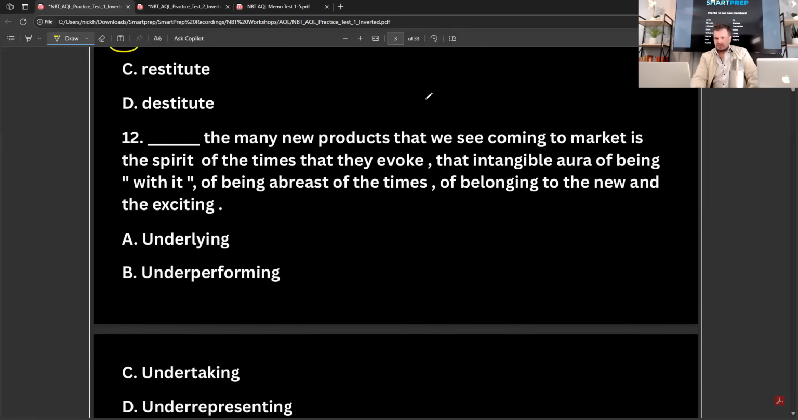Okay, the many new products that we see coming to the market is the spirit of the times that they invoke. Okay, so underlying the many new products seems to be correct, right? So we like that. Underperforming the many makes no sense. Undertaking the new, no, if you're undertaking, you take on a task. Underrepresenting makes no sense either. So it's going to be underlying. So it'll be A for number 12.